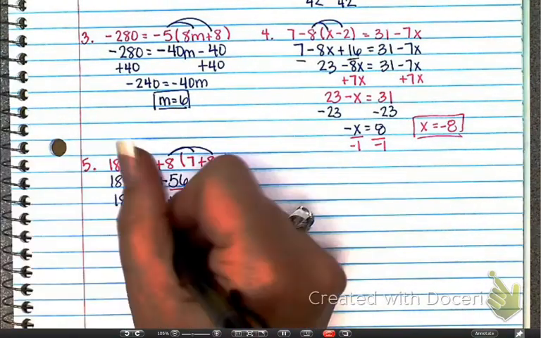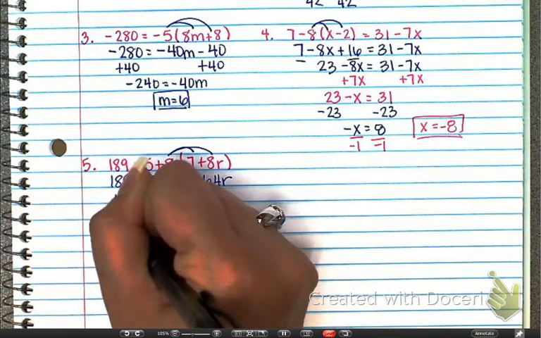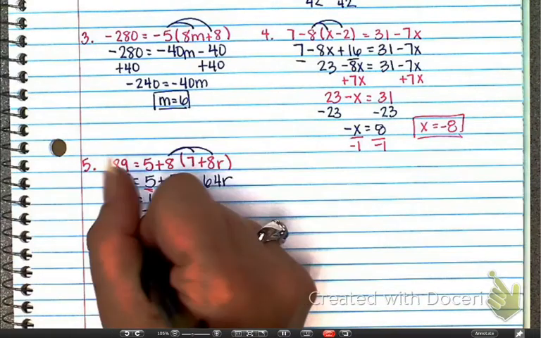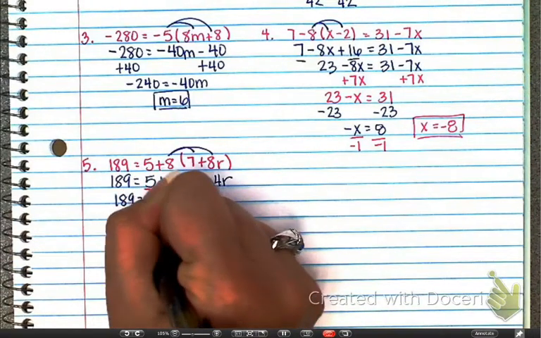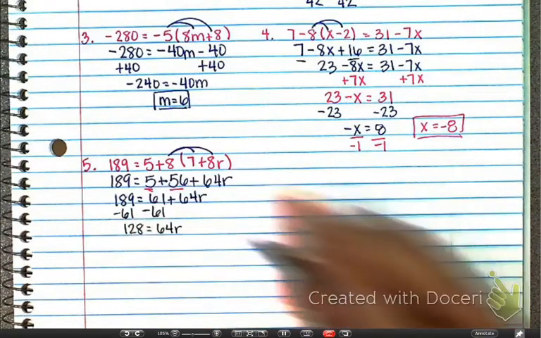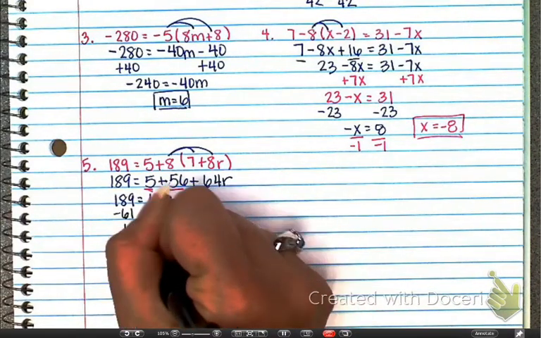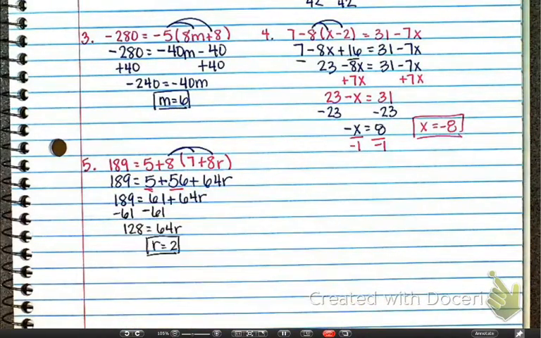I'm going to subtract 61 from both sides, giving me 128 equals 64R. And then if I divide by 64, you should have ended up with R equals 2. Okay? That's what you got. Awesome.